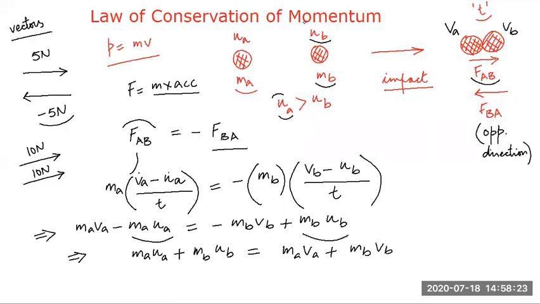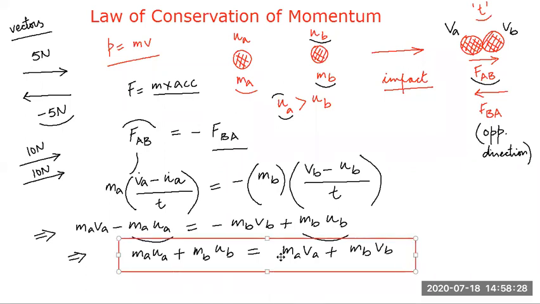A beautiful equation. Let's try to understand its meaning. Students, what is mAuA? This is the momentum of body A before impact. Am I right? What is mBuB? Momentum of body B before impact. So I can say, students, that this total is the momentum before impact, right? And what is this?